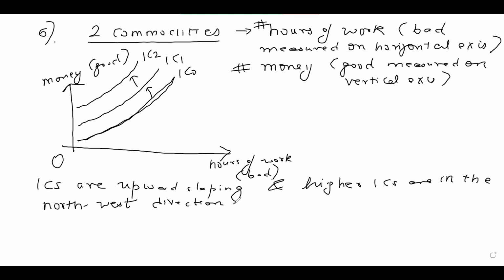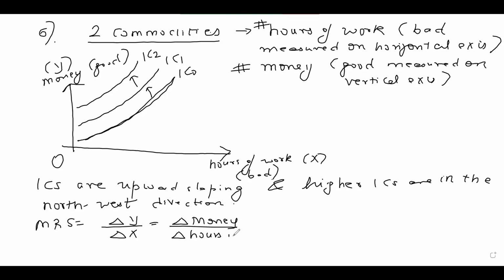Now let's interpret the MRS. MRS is nothing but change in Y by change in X. On the Y axis, we are measuring money, so change in money. On the X axis, we are measuring hours of work, so change in the hours of work.